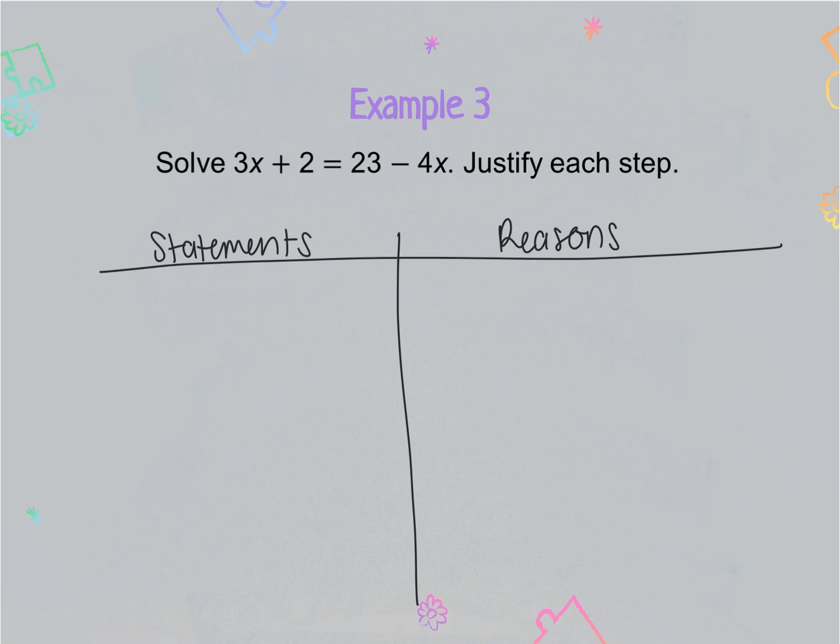Okay, so it says solve this, justify each step. So they are giving me what is given: 3x plus 2 equals 23 minus 4x. And then my first reason is always given. Do not get that first reason wrong. Go ahead and solve this.